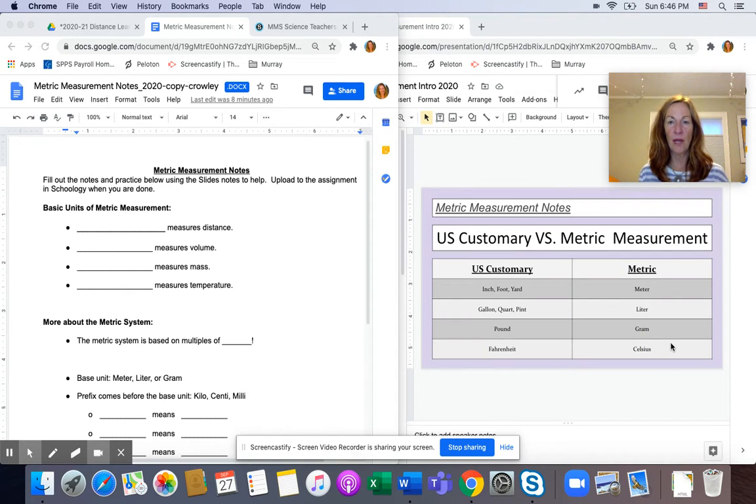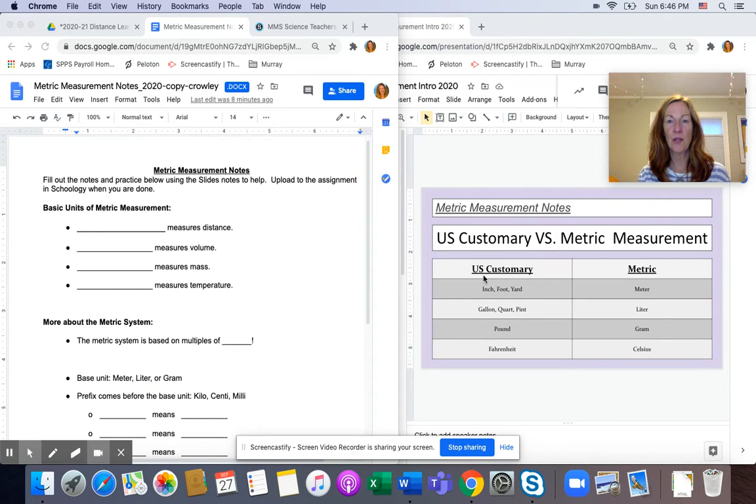And so what we are going to talk about is we in the United States have this US customary versus the metric measurement. As scientists, we use the metric measurement. It's much easier to use, but it's harder for us because we weren't brought up on it. So that's why it's new to you. And so we have to kind of introduce it every year.